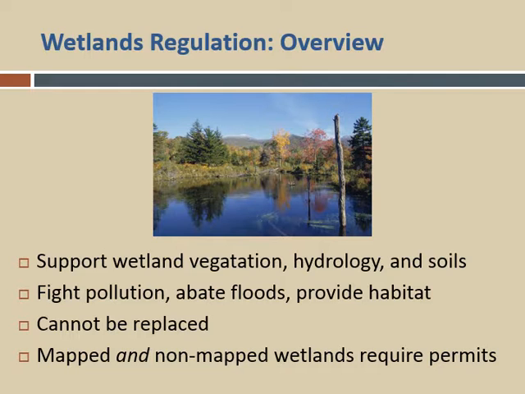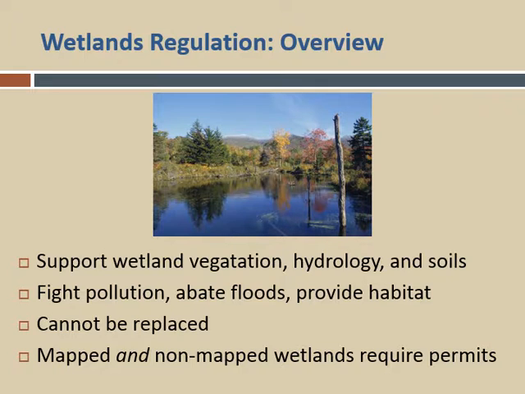Wetlands are areas that support wetland vegetation, hydrology, and soils. They help fight pollution by acting as filters, they help abate floods, and they provide wildlife habitat. However, once wetlands are gone, they're gone. Constructed wetlands don't replace all of the lost wetland functions, though they can sometimes provide stormwater protections. This means that the functions they provide are important to preserve to begin with.